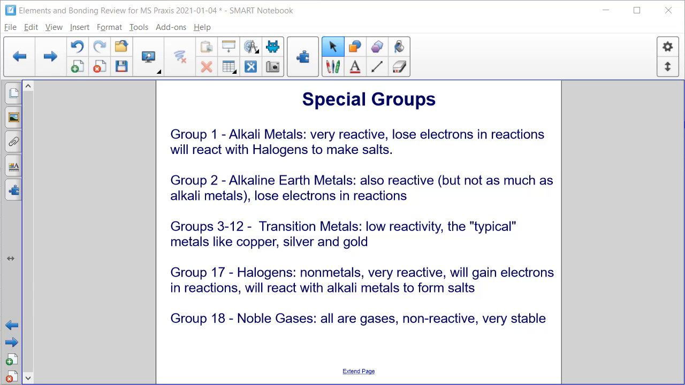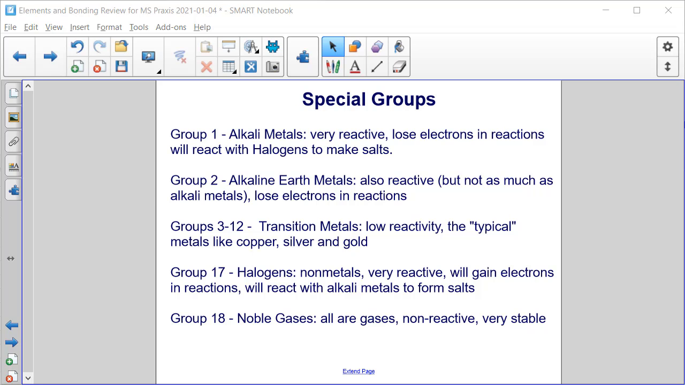Group 1, as I mentioned, are the alkali metals. They are very reactive and quickly lose electrons in those reactions. They will react with the halogens in group 17, like fluorine and chlorine, to make salts. Group 2, the alkaline earth metals, are also reactive, but less so than the alkali metals, and also lose electrons in reactions. In the middle, that big block from groups 3 to 12 are what we call the transition metals. They have fairly low reactivity and are what we think of when we think of our typical metals like copper, silver, gold, iron, things like that.